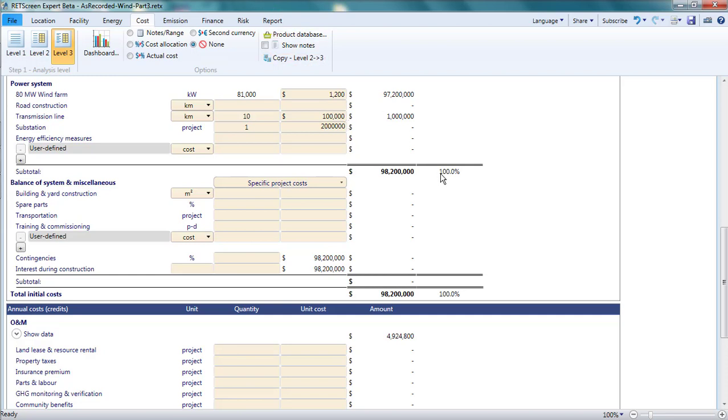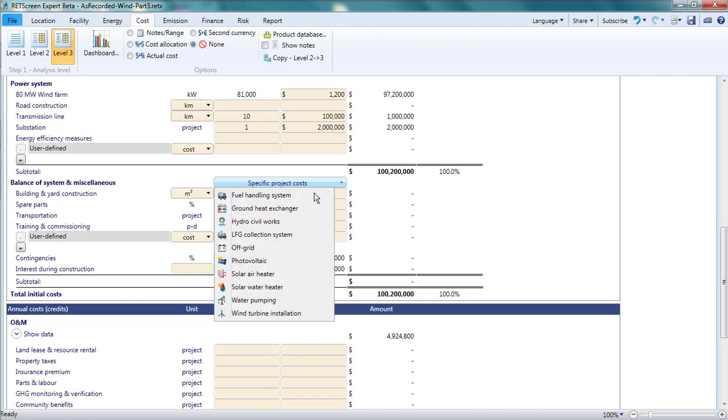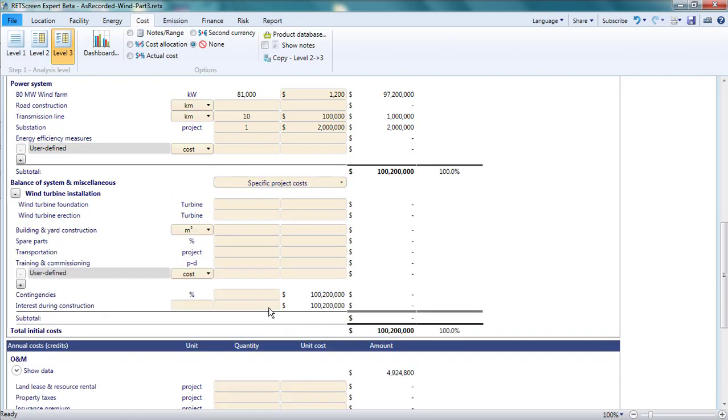Then, under Balance of System and Miscellaneous, I select Specific Project Costs for Wind Turbine Installation. This opens two lines, one for foundations and the other for turbine erection. These project-specific cells are only available in a Level 3 analysis. For both lines, I enter 27 as the number of turbines. For the foundations, I assume $500,000 per foundation. For turbine erection, $70,000 per turbine.